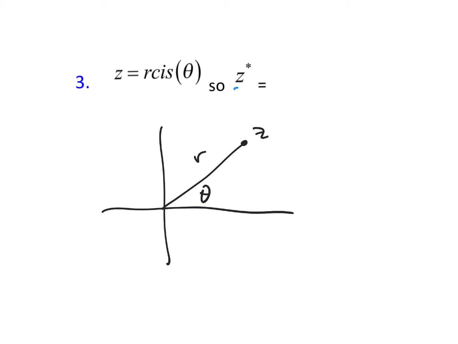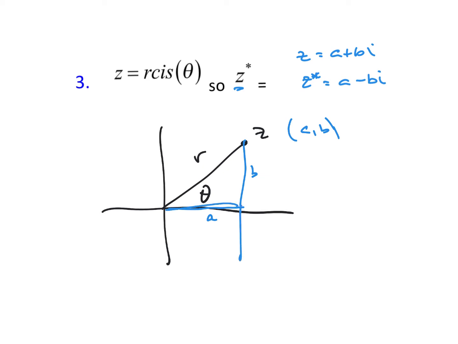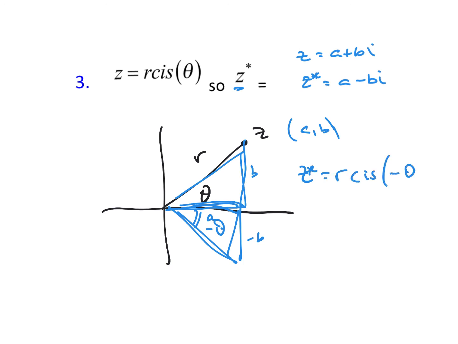So if I want to do the conjugate, if I think about z is equal to a plus bi, if this is a and this is b, so this would be the point (a, b), the conjugate then is equal to a minus bi. And so it's going to be over minus here. And so these triangles are congruent, and so this angle is just negative theta. And so the conjugate in complex form or polar form is r cis negative theta.